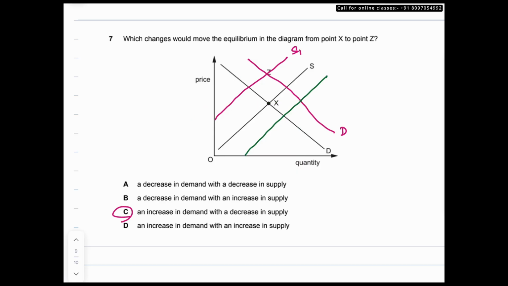So likewise, in this question, which is question number 7, the correct answer is C.